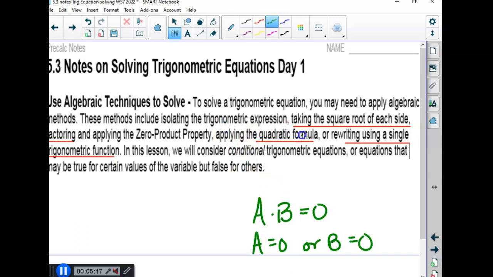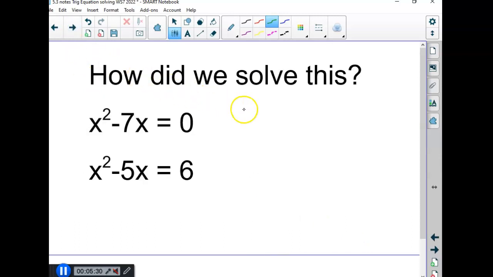All right, applying quadratic formula, we're not going to do those. That's too complicated for me. Rewriting using a single trig function, that's where you have to use some identities. All right, so this again, how did we solve this, guys? This is ideas from the zero product property. What did we do to the first one?